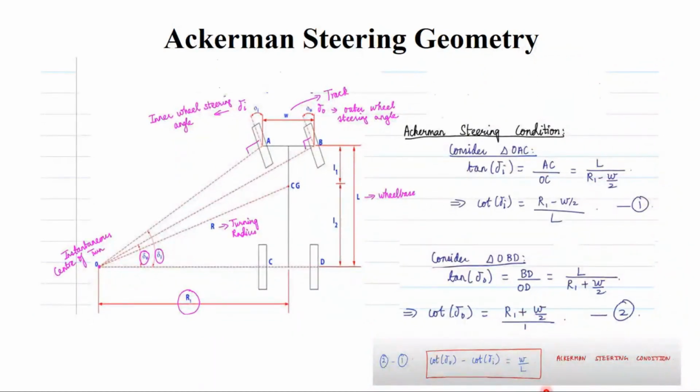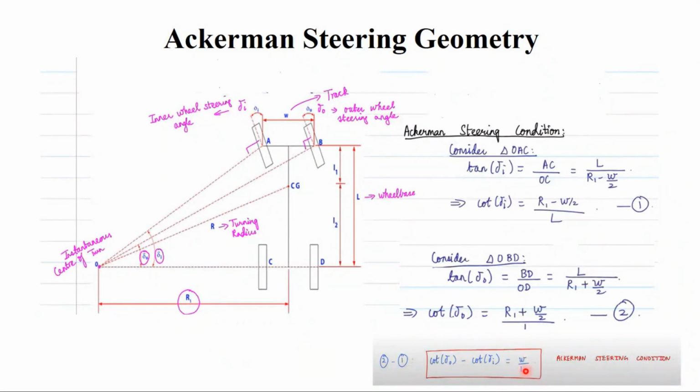Now, the condition of the Ackermann steering is obtained when you subtract the equations, equation 2 minus equation 1. That gives cot del O minus cot del I is equal to W by L.